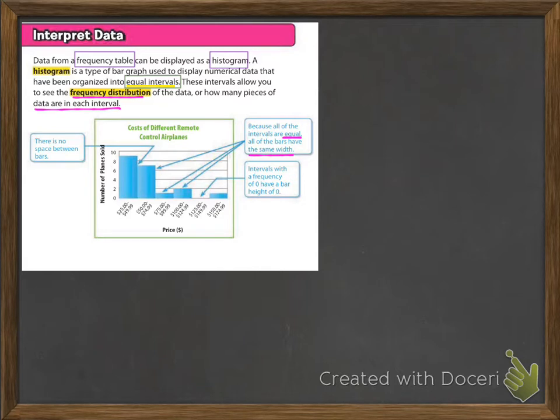Intervals with a frequency of 0 have a bar height of 0. So this is important for the ones that are 0. So notice there is no bar that you can see here. There is no space between the bars. So that's another point to note.